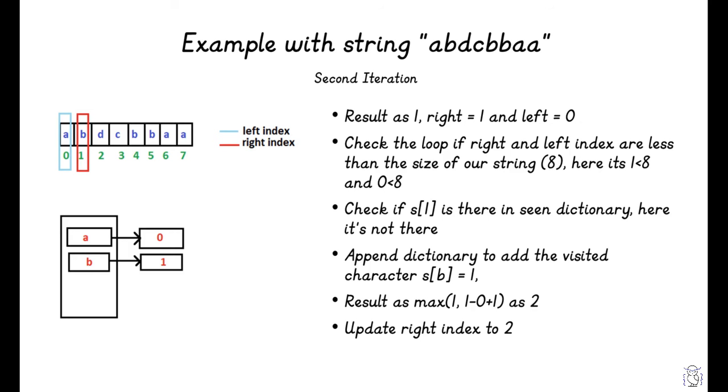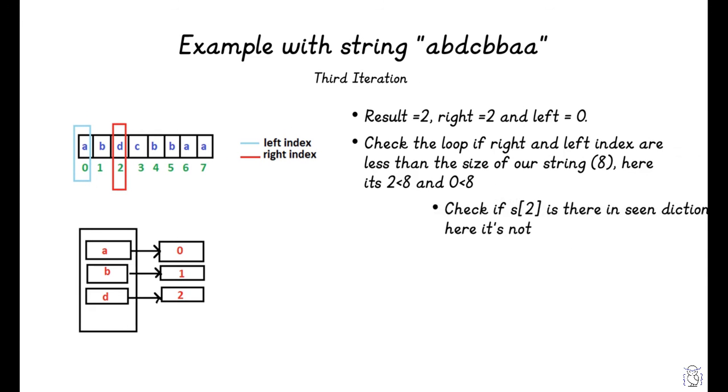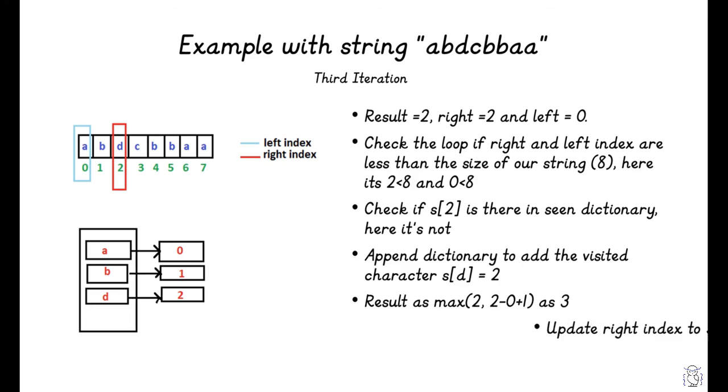Then we will calculate the result, that is max of 1, 1 minus 0 plus 1, which is 2, and update our right index to 2. In the third iteration, we will have result as 2, right index as 2, and left index as 0.